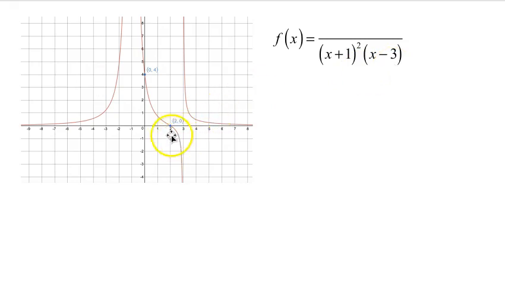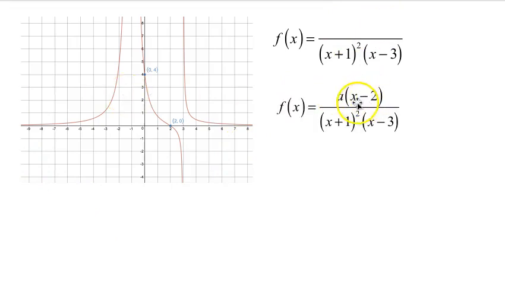Now, we also have an x-intercept at (2, 0). If that's the case, I'm going to need x minus 2 in the numerator. Notice, if we have x minus 2 in the numerator, plugging 2 in, 2 minus 2 gives me 0. If the x value is 2, the y value is 0. But I also need to solve for a multiplier, which I'm going to call a.